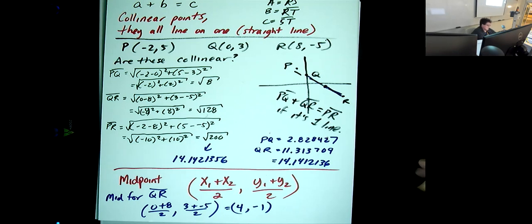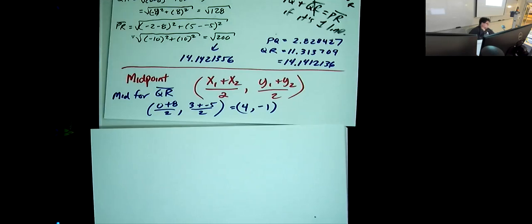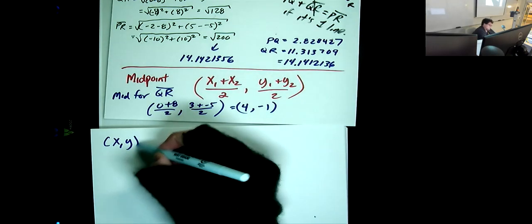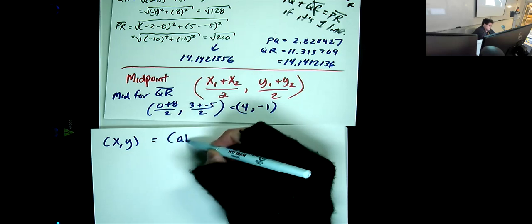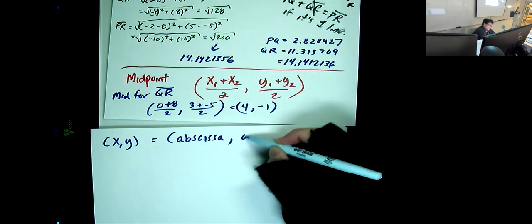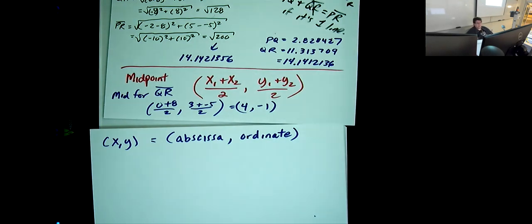So these actually are the X and Y values. This is just some fun facts. I'm not testing you on it, but if you see it anywhere, this is what they're talking about. The X value is called the abscissa. And the Y value is called the ordinate.